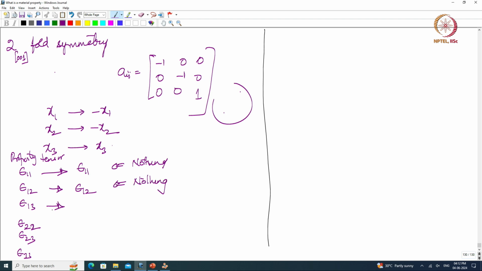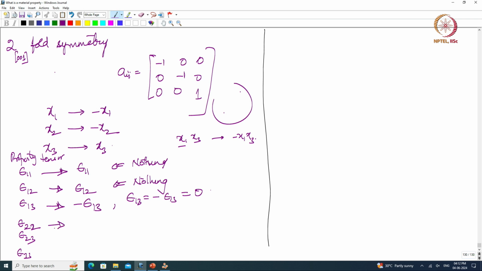Epsilon 1 3 is going to transform as, now we are talking, right. So this is going to transform as x1 x3, right. So, x1 will go to minus x1, x3 will remain as x3. So, x1 x3 is going to transform as minus x1 x3. So, this is going to transform as minus epsilon 1 3, and by symmetry epsilon 1 3 should be equal to minus epsilon 1 3. So, that should be equal to 0. Now I am talking, right.